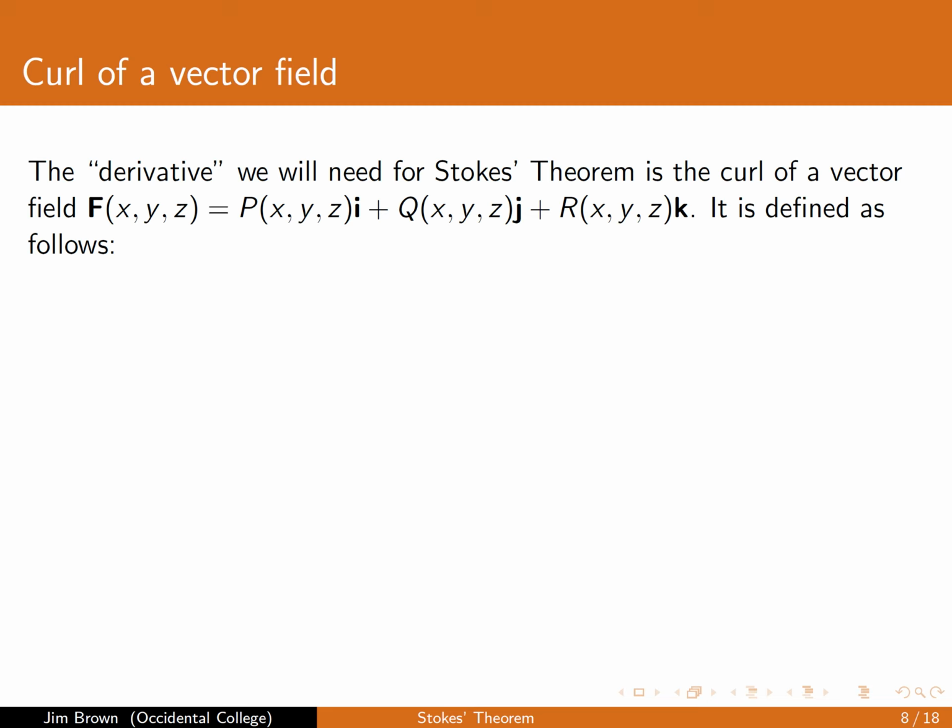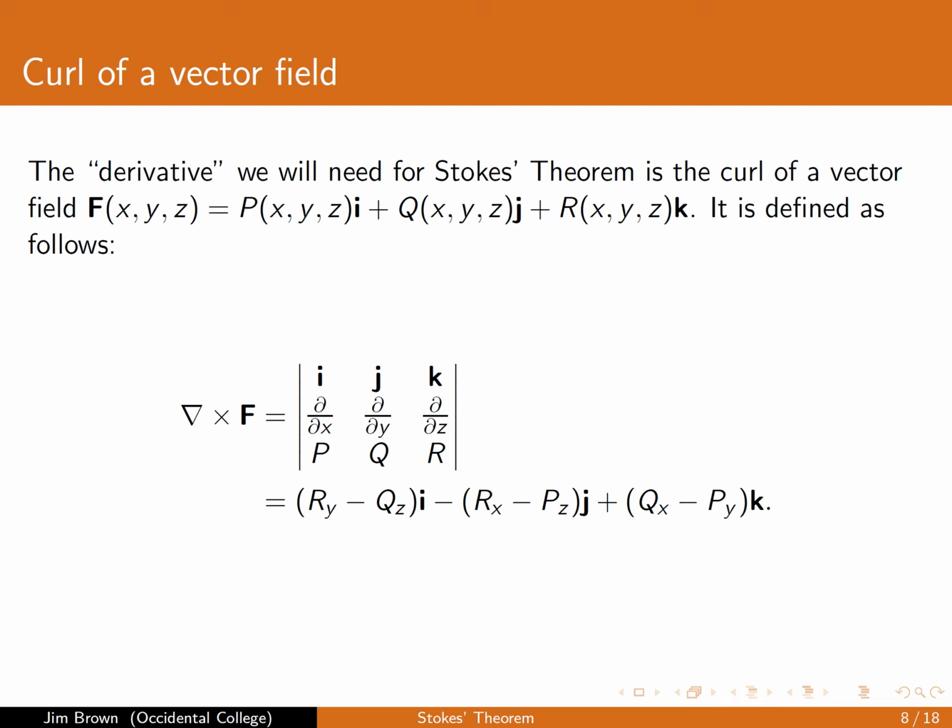So now the derivative we're going to need is what's called the curl of a vector field. If I have my vector field f here with its component functions p, q, and r, it's defined as follows. We basically take the gradient and take the cross product with our vector field f.